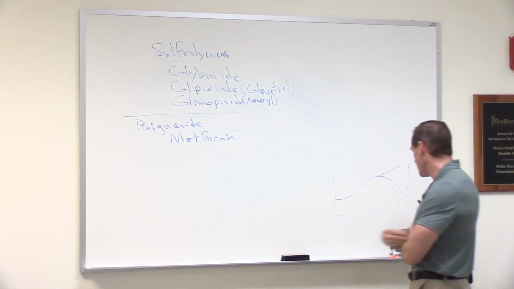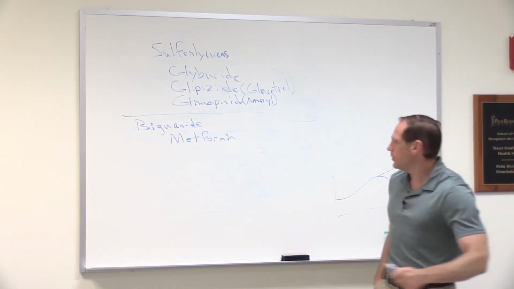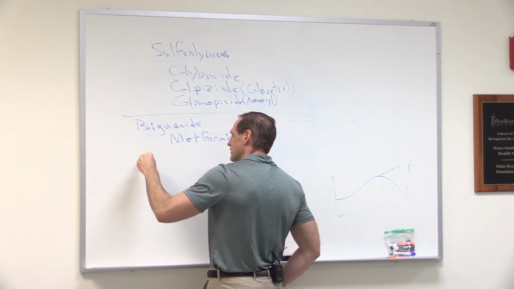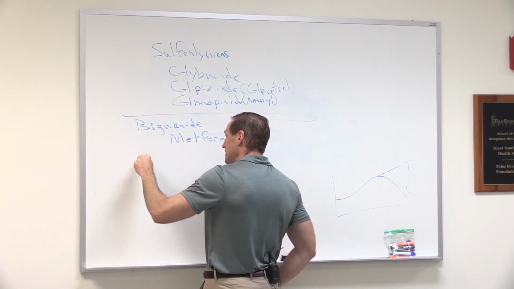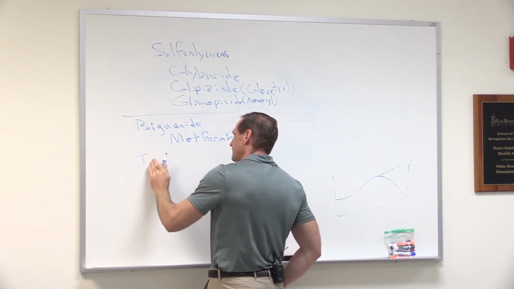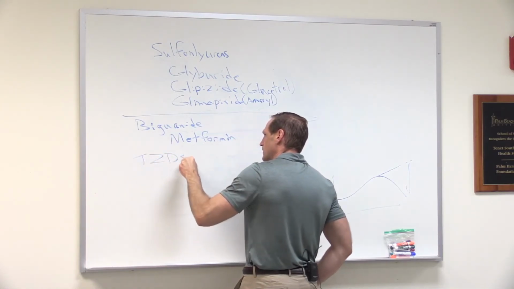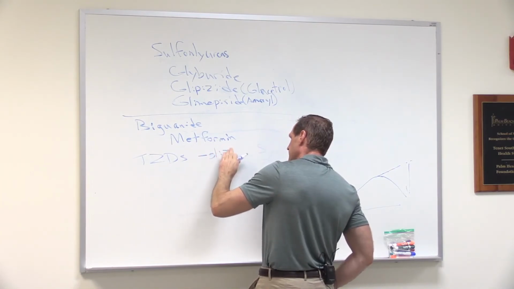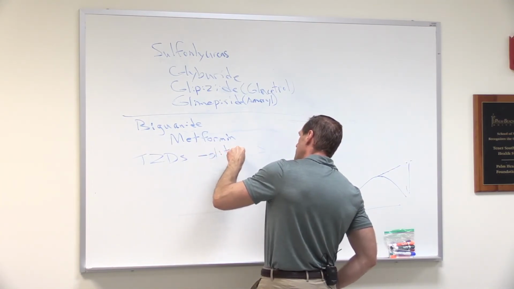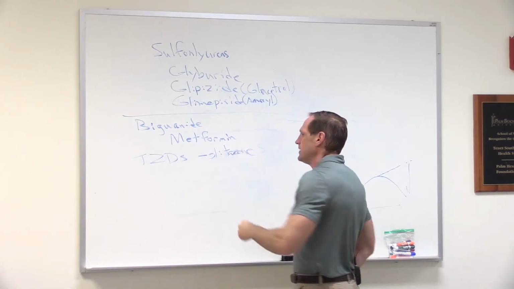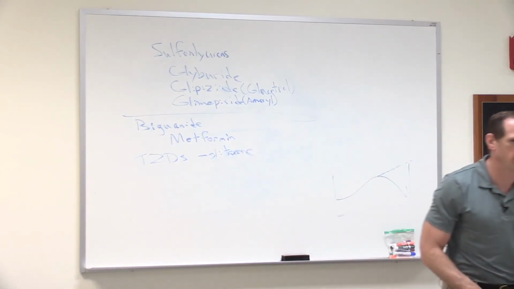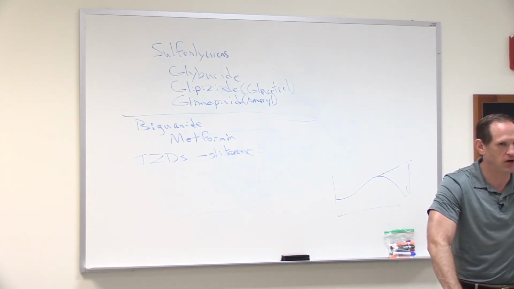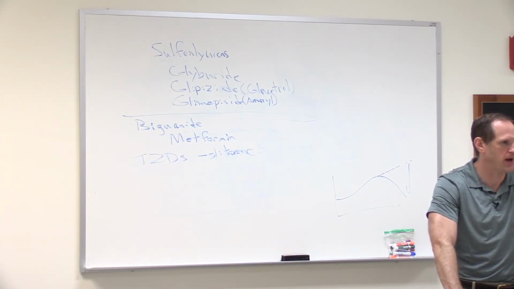All right, next we have what are known as the meglitinides. Sorry, the TZDs. The TZDs are also known as glitazones because they all end in glitazone. Now, there's 3 drugs, but one of them is no longer available because it could cause liver failure. So the 2 that are left are rosiglitazone and pioglitazone.